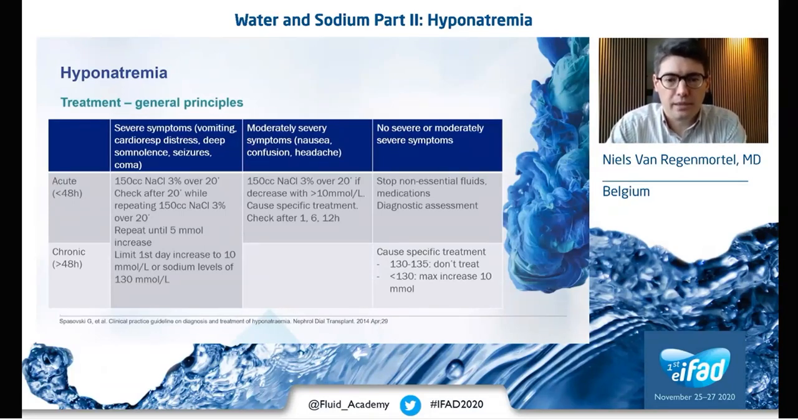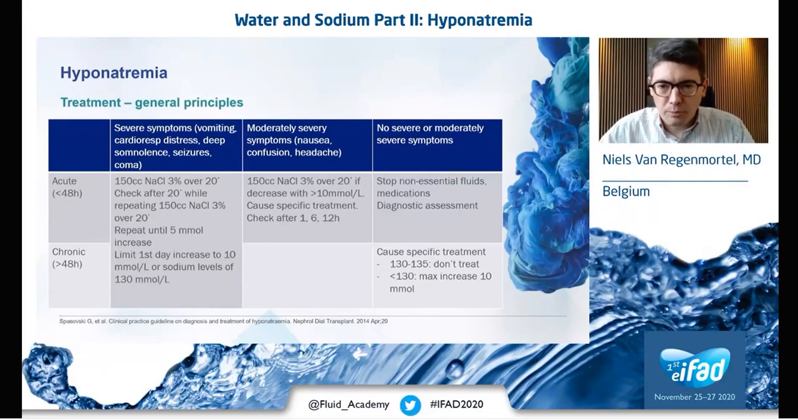Do not correct hyponatremia more than 10 to 12 millimoles per liter per day, or in the first few hours, a few millimoles. But again, watch out for this syndrome called central pontine myelinolysis, which is dangerous. But no matter that, severe symptoms need a treatment that is given acutely and urgently.